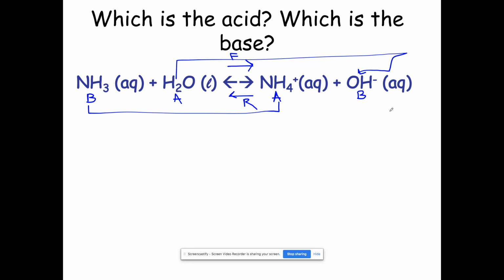I think you should mostly focus on the alternate theory, which is Bronsted-Lowry, which means an acid would donate or give away protons, or H plus.